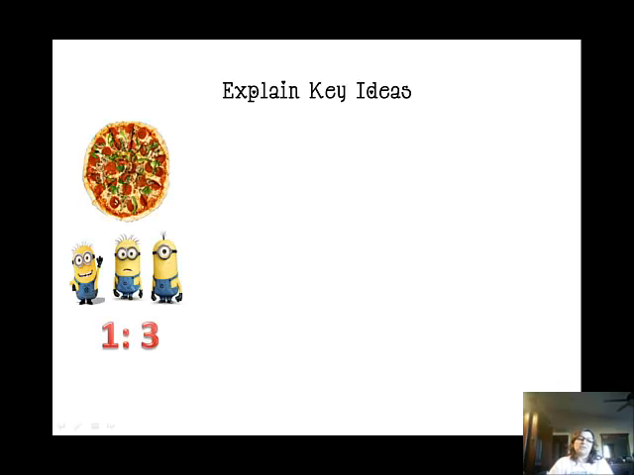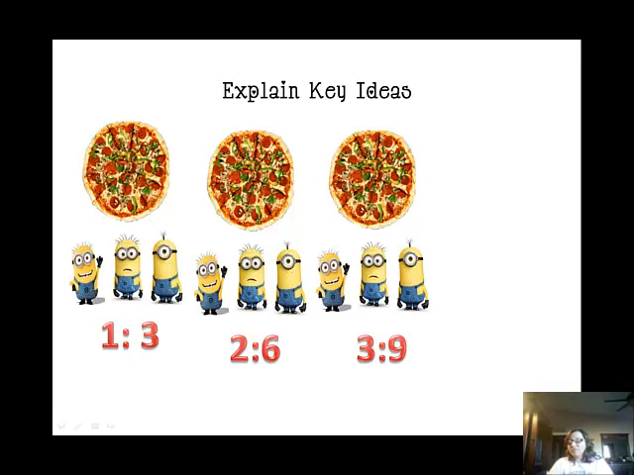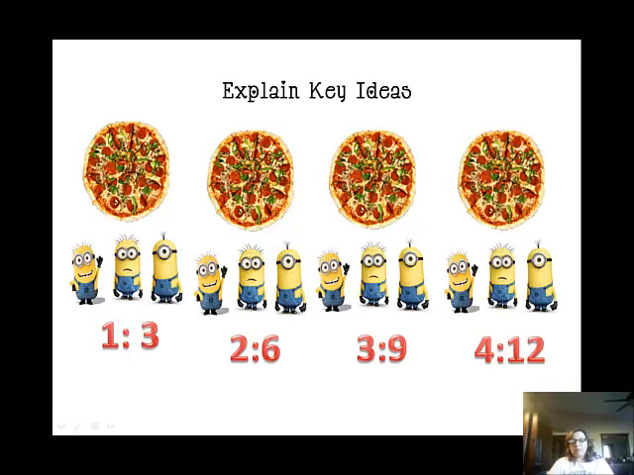All right, so after the movies, the minions want pizza. And we know that one pizza will feed 3 minions. But our group has now grown, and we have 12 minions to feed pizza to. So we need to figure out how much pizza we're going to need for all 12 minions. Well, if we know 1 pizza feeds 3, then 2 pizzas will feed 6, and 3 pizzas are going to feed 9, and 4 pizzas would feed 12 minions. So the ratio is 4 to 12.